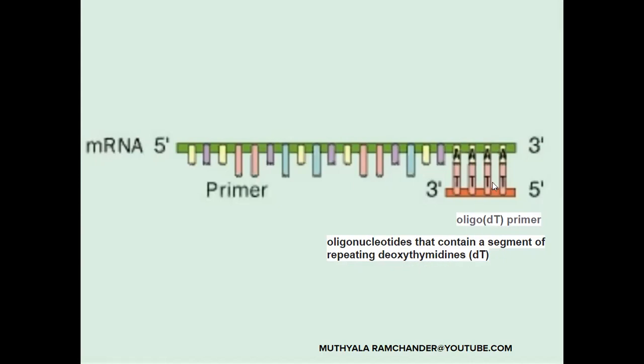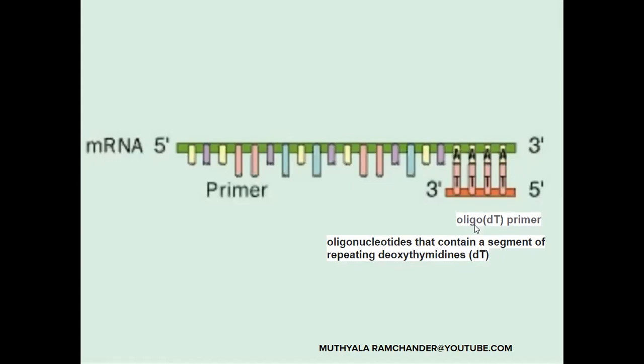Deoxythymidines are repeated. We observed in this oligo-primer, oligo-T, T means poly-T. Poly-T means a greater number of thymidines are present. The thymidines are added on the matured mRNA at the 3' end of the mRNA.